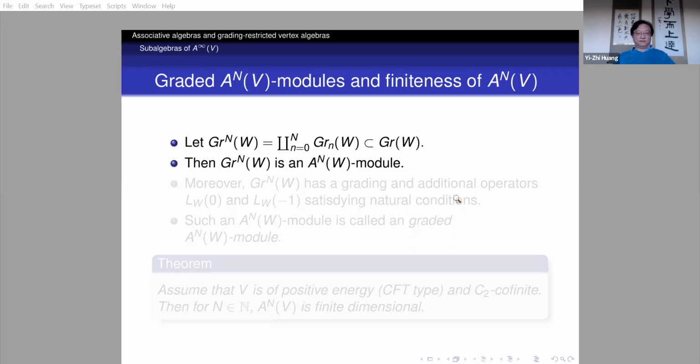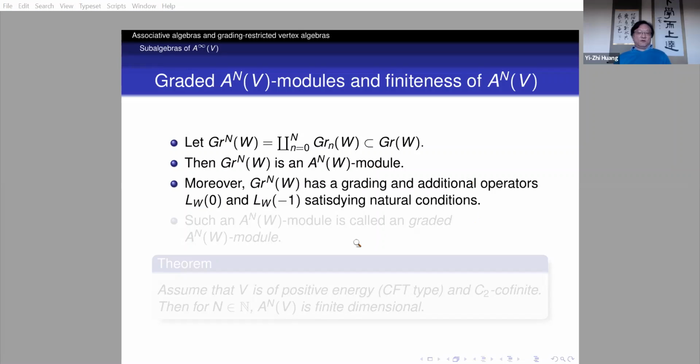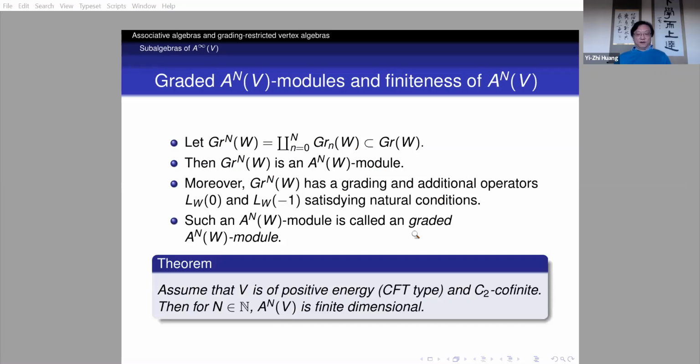Then this is almost trivial, because you can just obtain it from the associated graded space. This Gr_N(W) is an A_n(V) module, so we do have such a module. This module has some additional property, that there is a grading, and then an additional operator also. So these are also called graded A_n(V) modules.